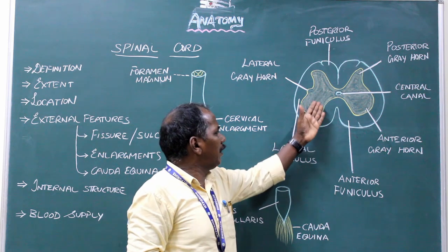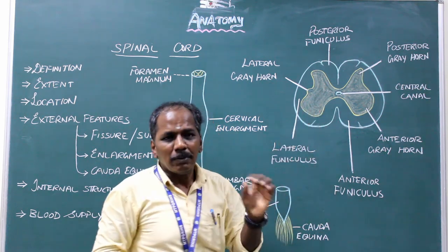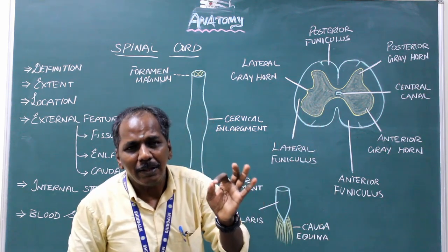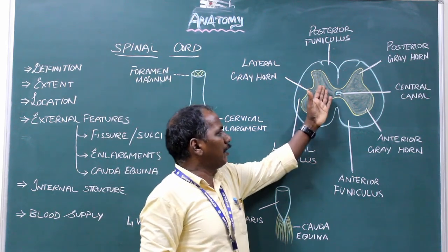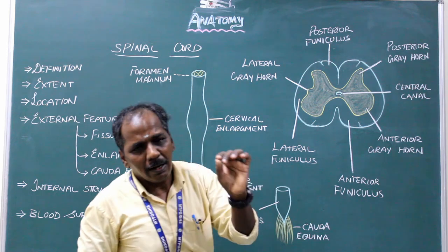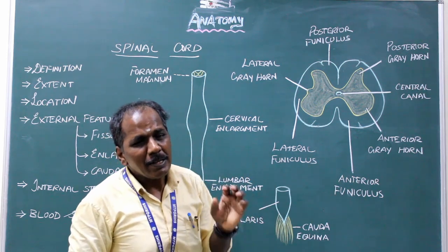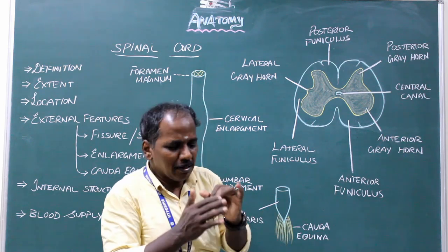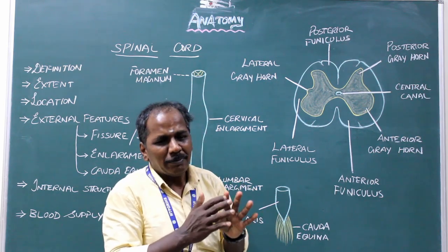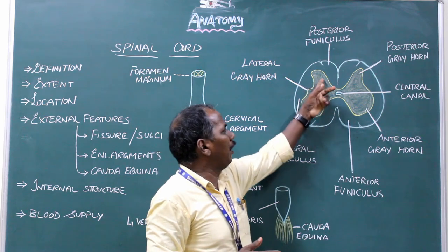The anterior grey column contains motor neurons, which supply the muscles. The posterior grey column contains sensory neurons which receive sensation from the skin. Light touch, crude touch, pain, temperature, all will relay into this area.